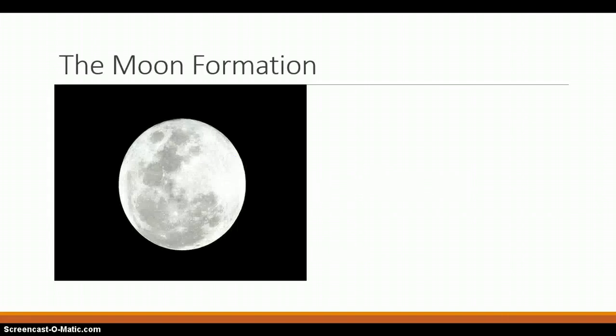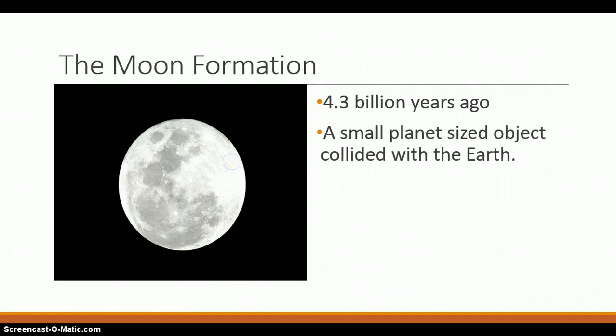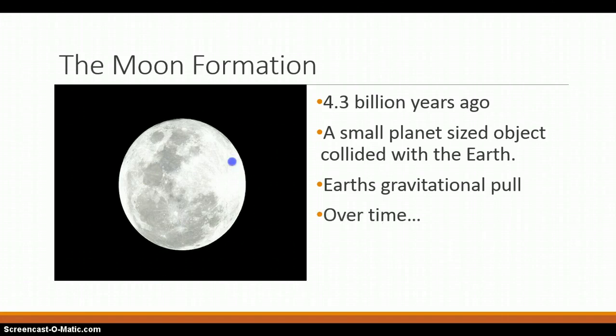The moon formation. Around 4.3 billion years ago, the Earth's moon formed. A small planet-sized object collided with the Earth. The Earth's gravitational pull caused the debris to form a ring around the Earth. Over time, the rocks combined to form the moon.